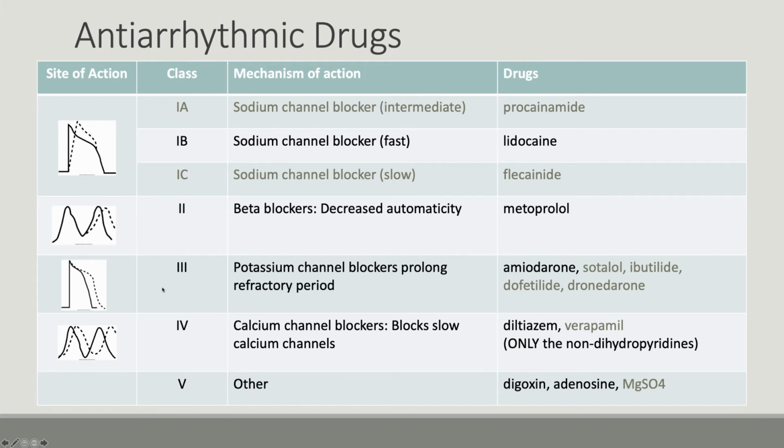Class 3 antiarrhythmics are the potassium channel blockers, and these prolong the refractory period. What does that mean? That means that this will widen your QRS complex and therefore widen the QT interval, and that's the thing that we have to monitor on the EKG for class 3 antiarrhythmics.